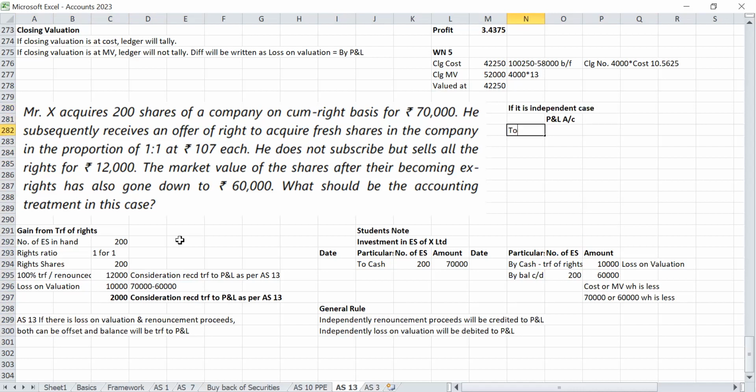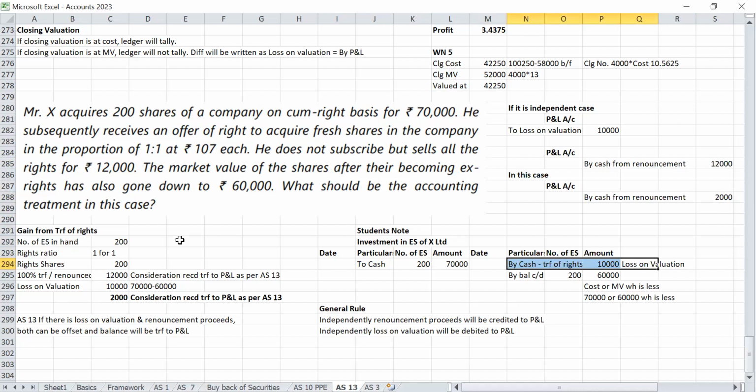Each one is independent, na? Two: loss on valuation 10,000 will come separately. Then separately, cash from renouncement 12,000 will come. This is an independent case. In this case, if you prepare the profit and loss account, by cash from renouncement only 2,000 will come, because that 10,000 is adjusted against investment accounting.